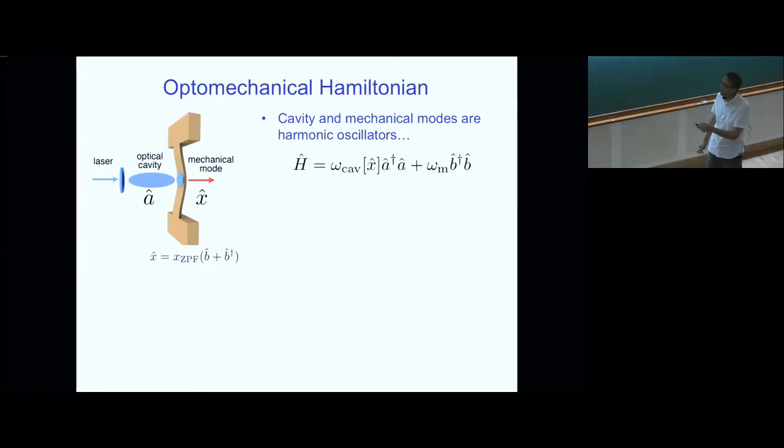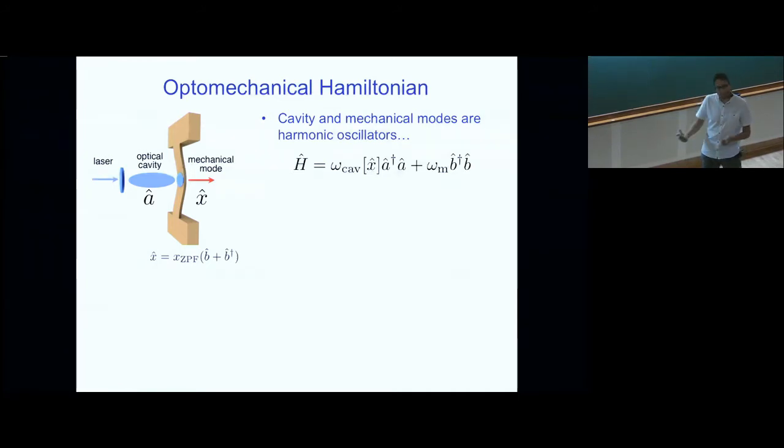The light in the cavity: the number of photons times the frequency of the cavity. We have the mechanical resonator. Its resonance frequency is omega m, times the number of phonons. And now the simple idea is, well, look, when I change x, I change the length of the cavity. I change the frequency of the cavity. Okay, so that's my basic starting Hamiltonian.